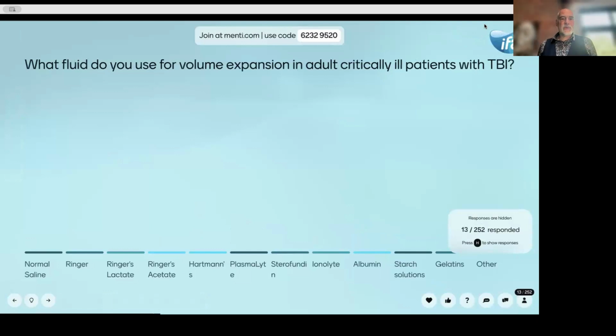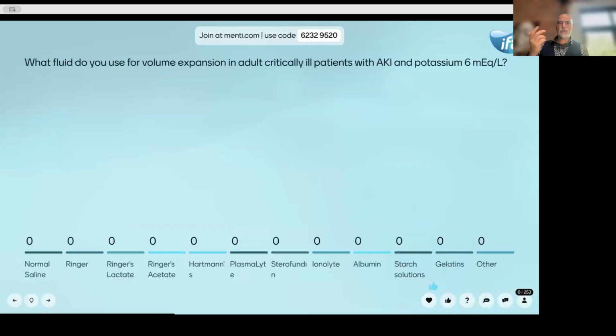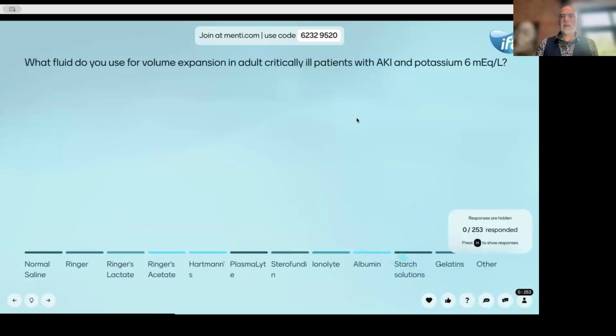So what is the fluid of your choice for resuscitation volume expansion in traumatic brain injury? Vote now. Okay, 100 voted. Let's have a look. And here, clearly, majority now is saline, but we still see some albumin. So this is to be discussed during the Q&A, and also some Ringer. Ringer is a little bit hypotonic with a sodium of 130, and we will get into that.